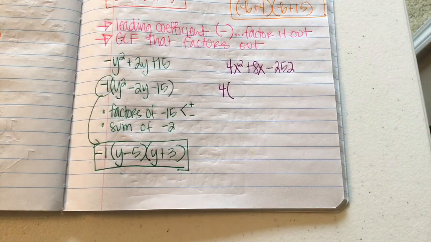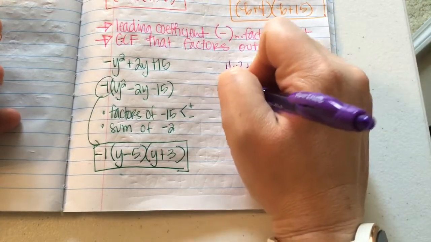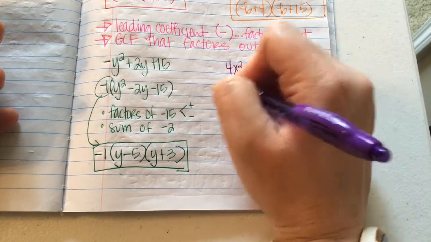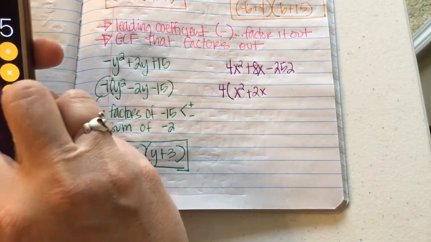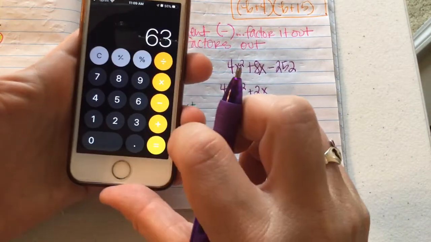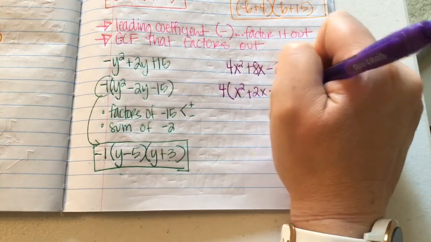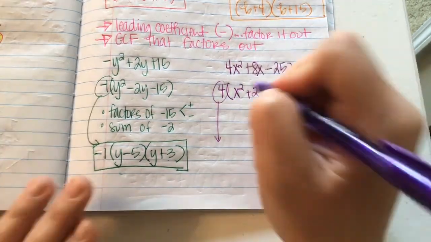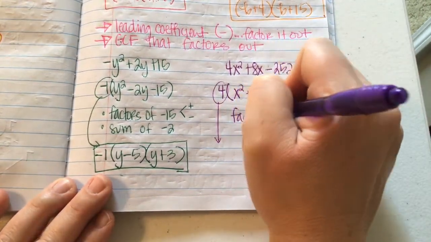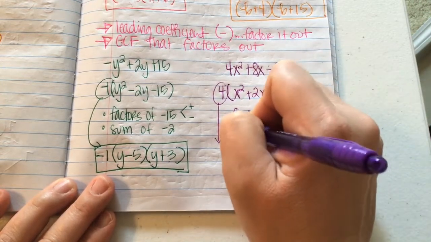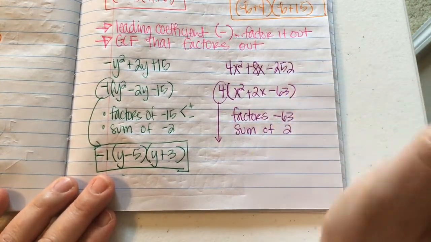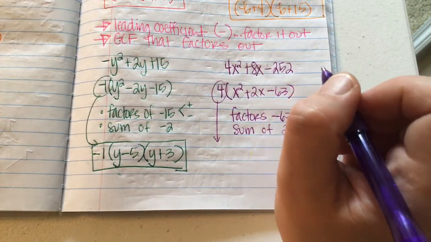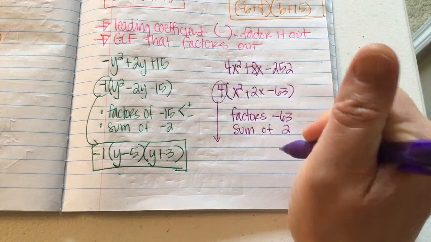Factor out the 4. X squared plus 8 divided by 4 is 2x. 252 divided by 4, 63, minus, right, because it's a negative, 63. And then remember, I'm going to have to take that 4 down in my answer. So I'm looking for factors of negative 63 that have a sum of positive 2. So what times what makes negative 63? But when you add those values together, you get a positive 2.